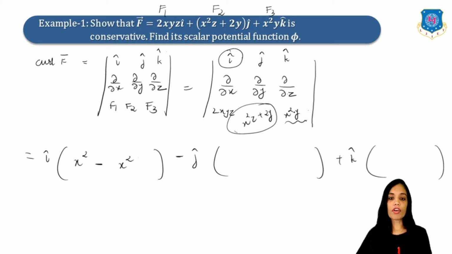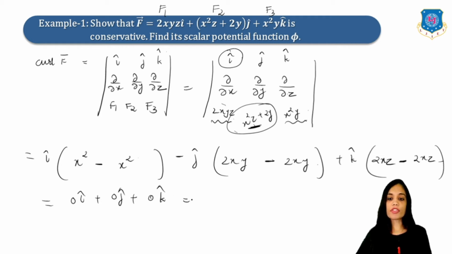Now we will solve from here. Find the derivative of this function with respect to x, so 2xy, minus the derivative of this with respect to z, so minus 2xy. And lastly we will solve from k cap. The derivative of this with respect to x will be 2xz, minus the derivative with respect to y, so minus 2xz again. So you can see we are getting 0 i cap plus 0 j cap plus 0 k cap, which is equal to 0 bar. Therefore f bar is conservative. Now we have to find the scalar potential phi.